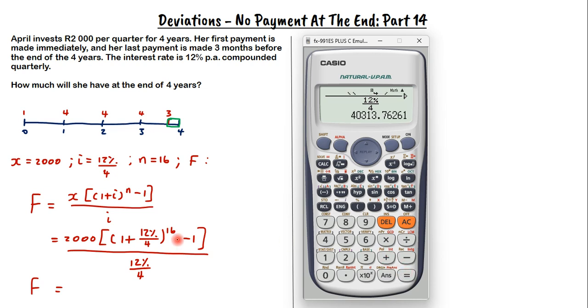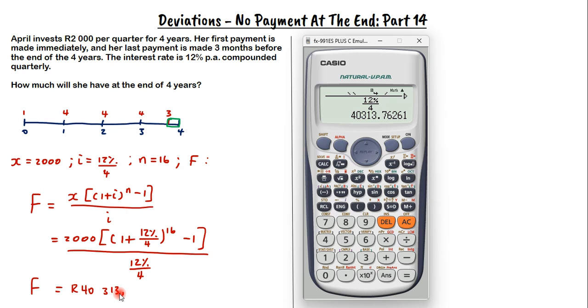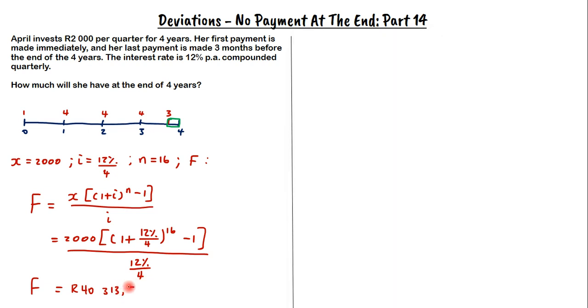So we are getting 40,313 rand, 76 cents. All right. Then from there we have this last payment. Therefore there was no payment that happened.